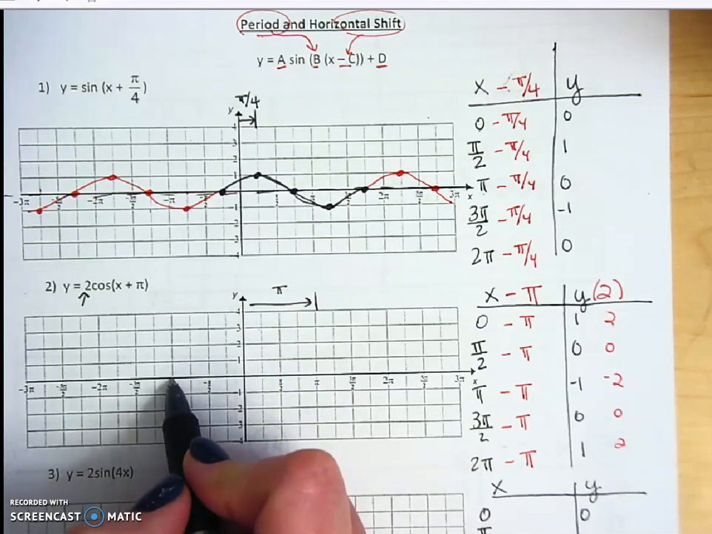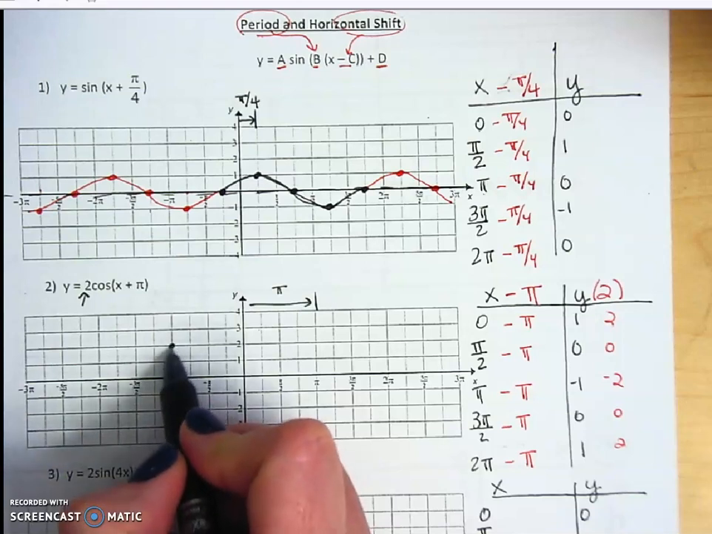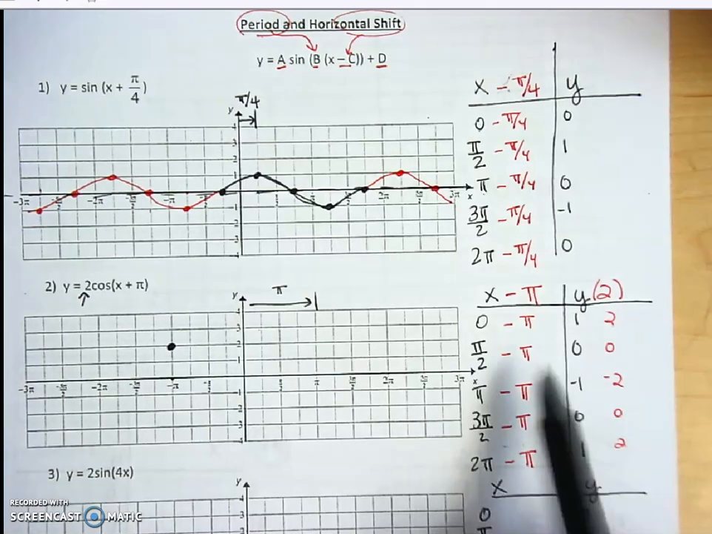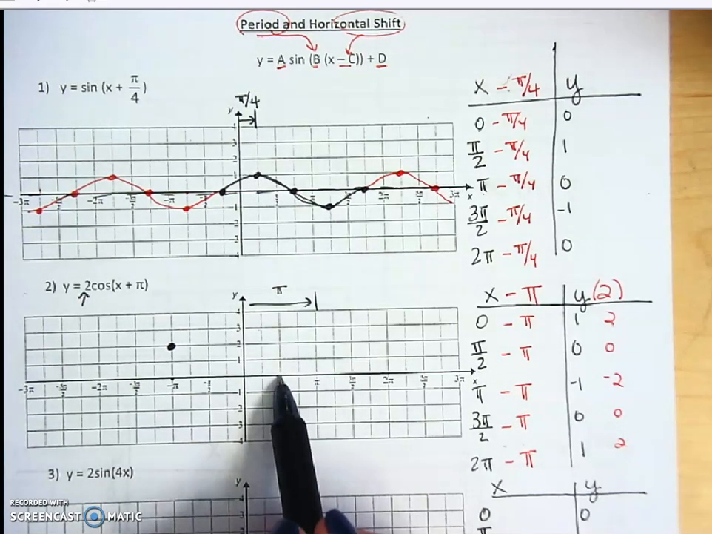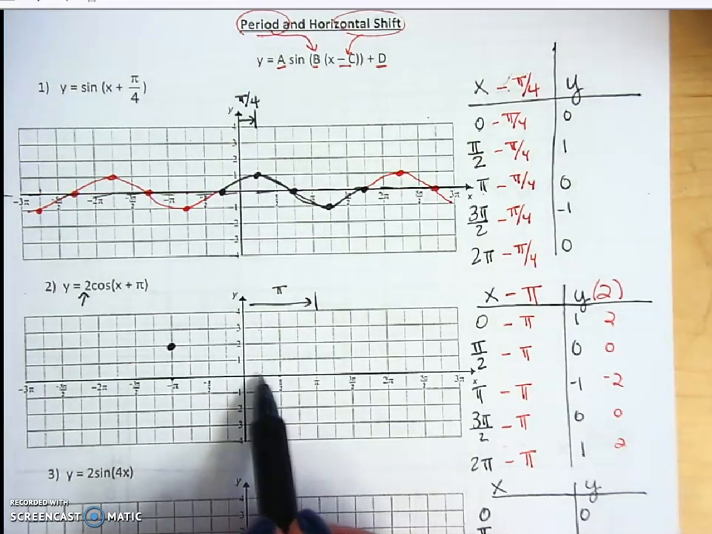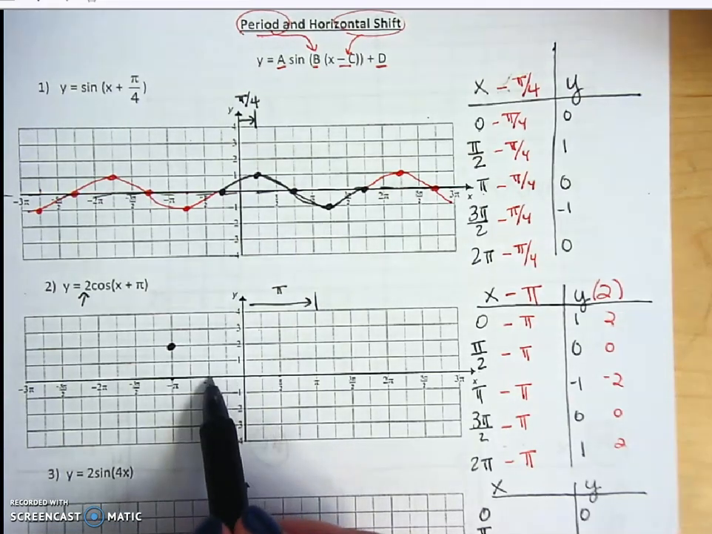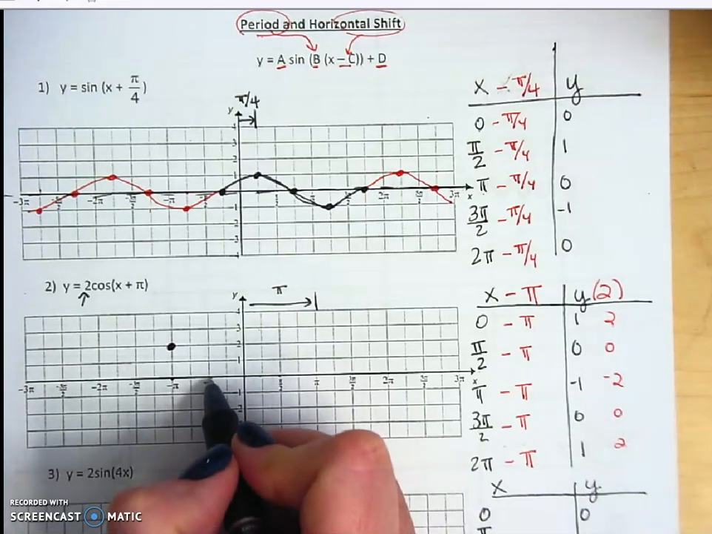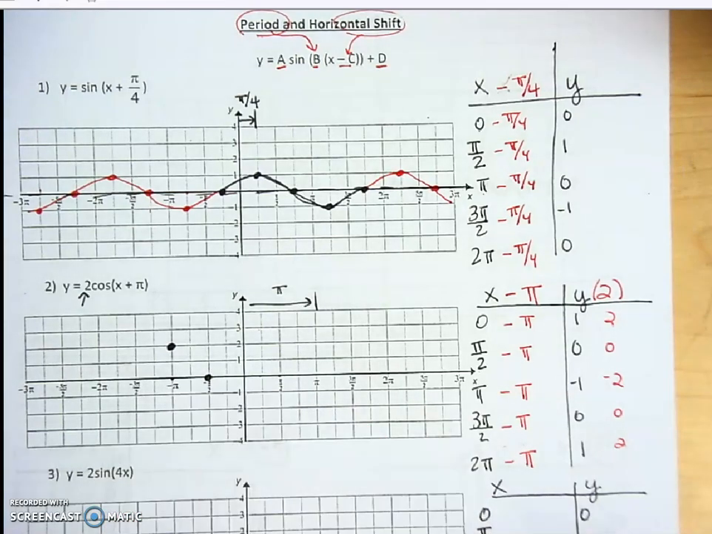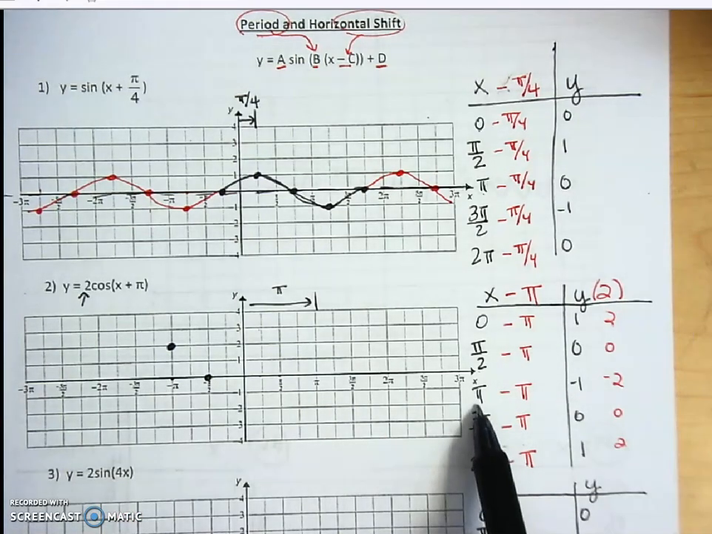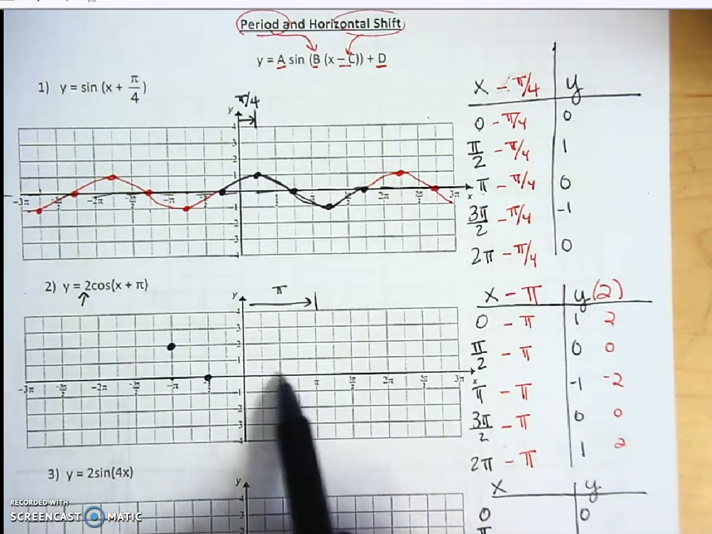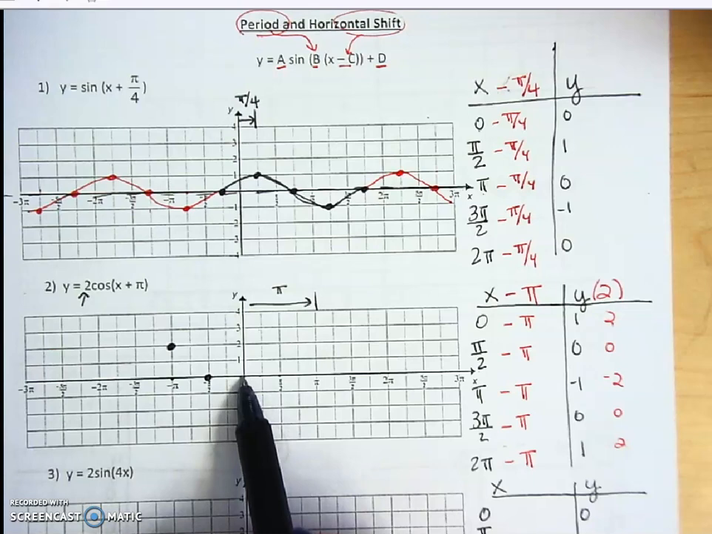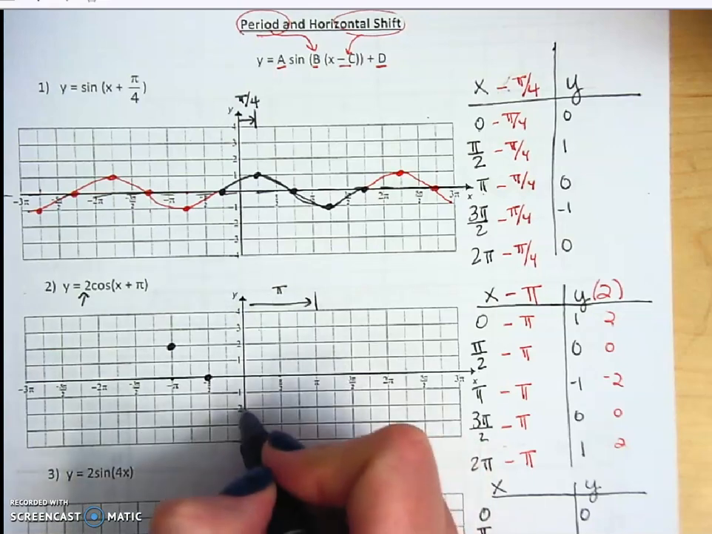Now that I'm there, I look at my new y value. It's positive 2, so I go up to 2. The next point, I'm going to start at pi over 2 and count 4 grid marks to the left. My new y value there is 0 still. My third x value started at pi. I'm going to count 4 to the left. My new y value there is negative 2.